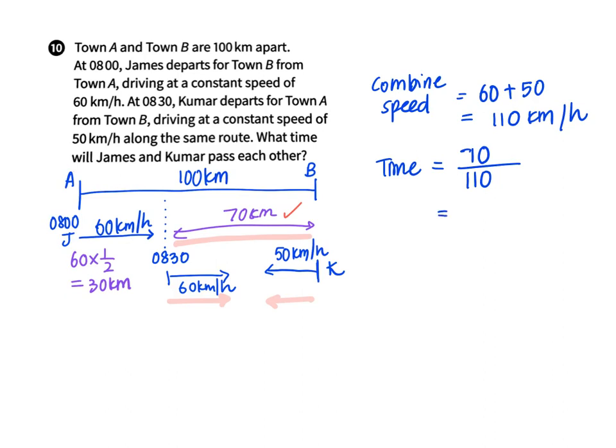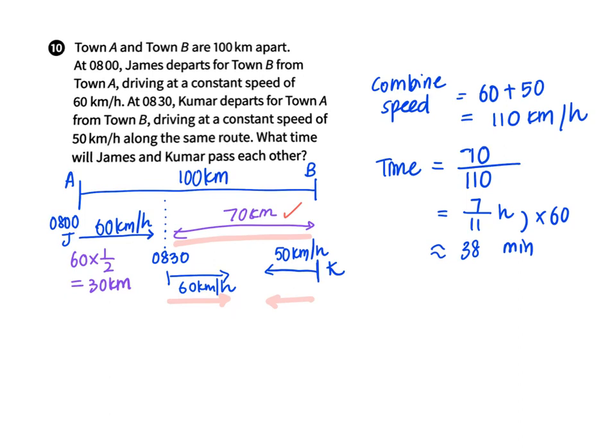Now, what can we get? This is 70 divided by 110. I'll get 7/11 of an hour. But let's change this timing because they want to find the time. So we're going to change this into minutes. We're going to multiply by 60 to change it to minutes. Now 7/11 times 60 will give me approximately 38 minutes. Okay, approximately, so I'm going to write this with the approximation sign.